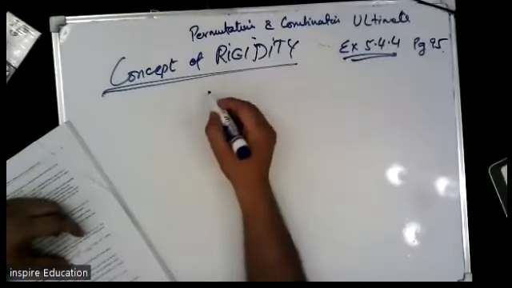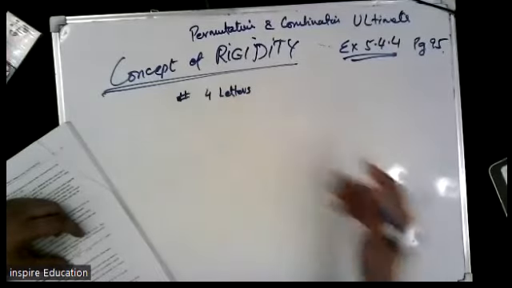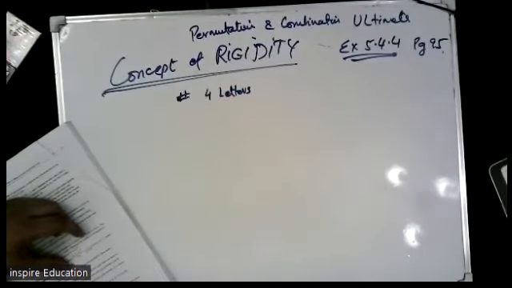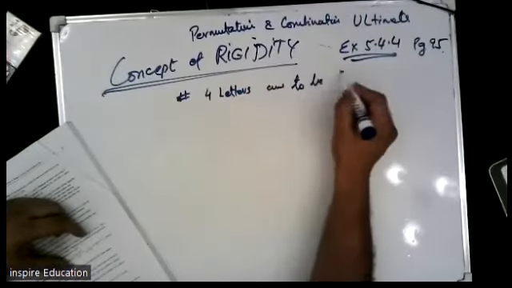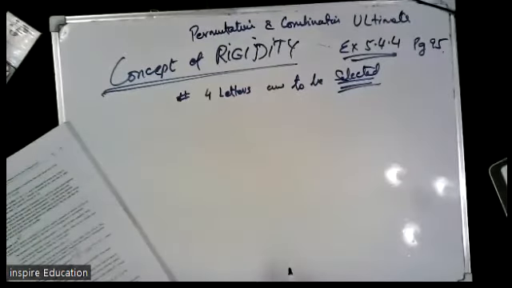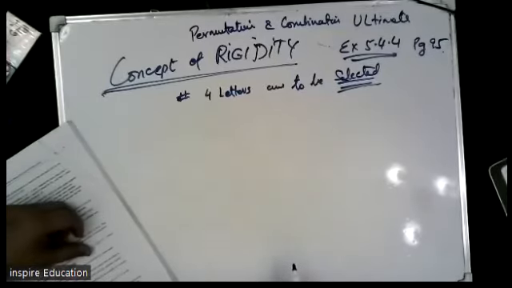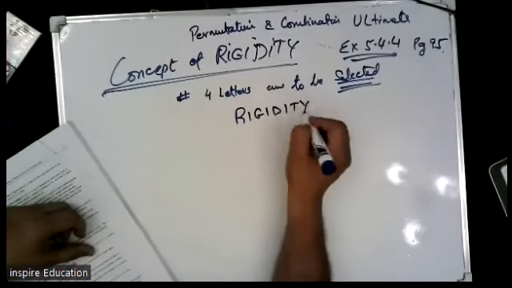Four letters, the question says 4 letters are to be selected. 4 letters are to be selected from the letters in the word rigidity. Rigidity.